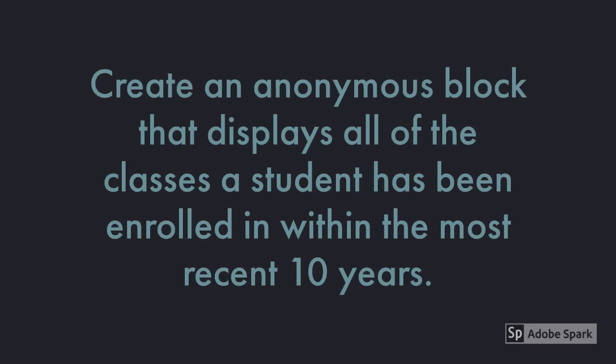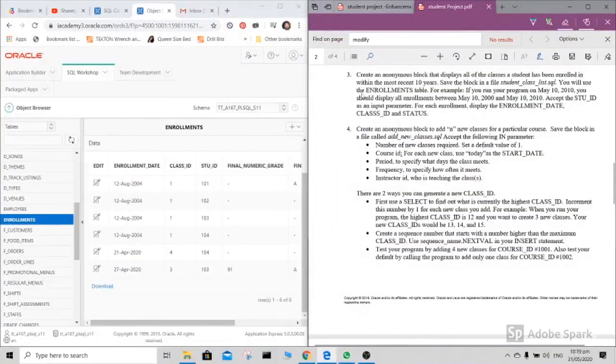The following shows an anonymous block that displays all of the classes a student has been enrolled in within the most recent 10 years. For example, if you run your program on May 10, 2010, you should display all enrollments between May 10, 2000 and May 10, 2010. It accepts the student ID as an input parameter, and for each enrollment, it displays the enrollment date, class ID, and status. So now let's run the code and see what happens.